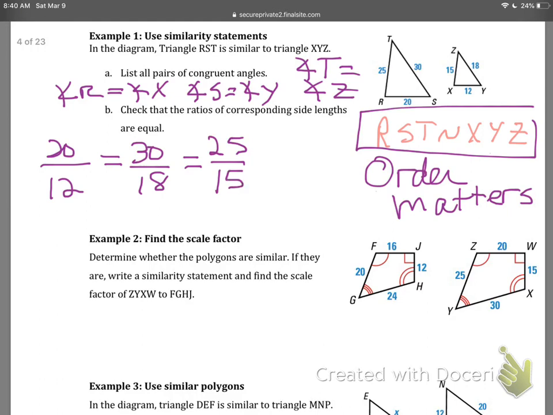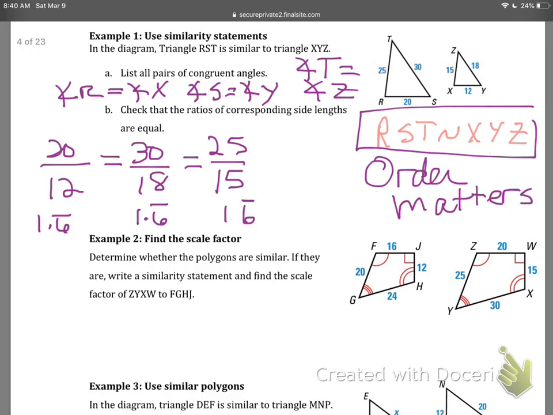So these look very different, don't they? Let's see if we can reduce them. Now, I'll tell you something else. If you just divide 20 divided by 12, 30 divided by 18, and 25 divided by 15, you should get the same decimal. And that's another way to handle that. So go ahead and do that division, and then check what I have when I do the division.